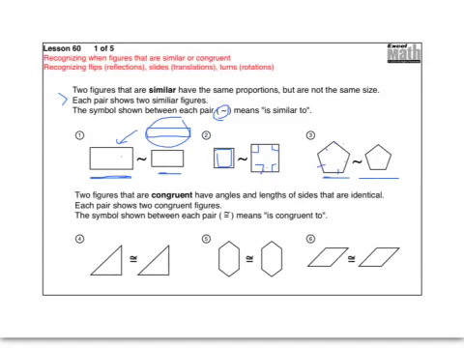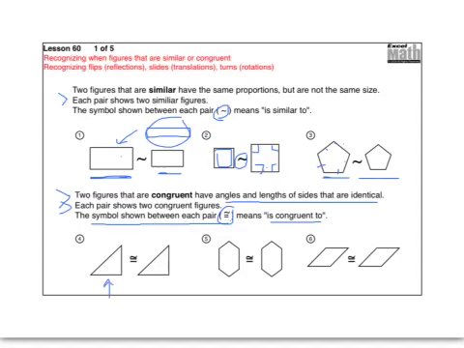Two figures are congruent if they have angles and lengths of sides that are identical. Each pair shows two congruent figures here. The symbol shown between each pair, which is an equal sign and a similar sign mixed together, means is congruent to. And basically, congruent shapes are the exact same shape. It's not going to be shrunk down or enlarged or anything like that.